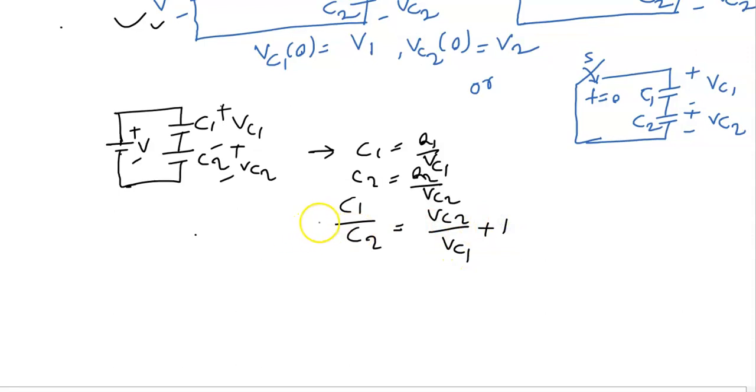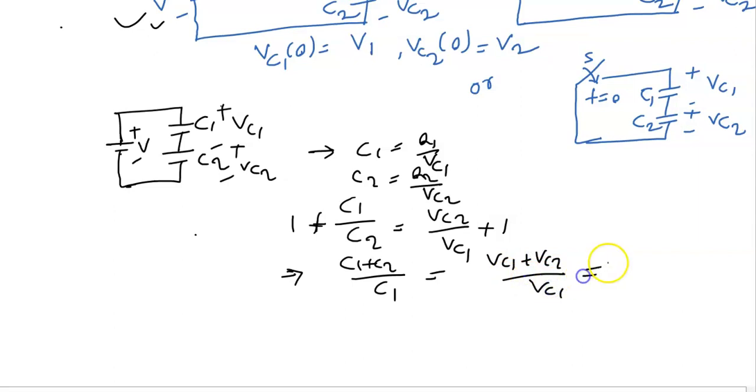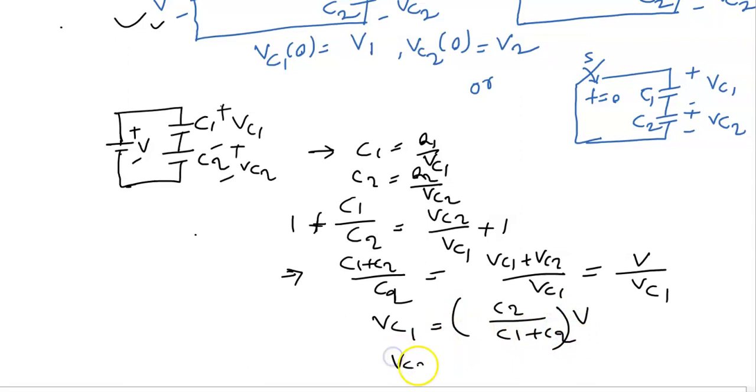Adding 1 to both sides, we have C1 plus C2 upon C1 is equal to Vc1 plus Vc2 upon Vc1, but Vc1 plus Vc2 is equal to the applied voltage V. So from here you can find that Vc1 is equal to C2 upon C1 plus C2, times V. Similarly, Vc2 is equal to C1 upon C1 plus C2, times V.